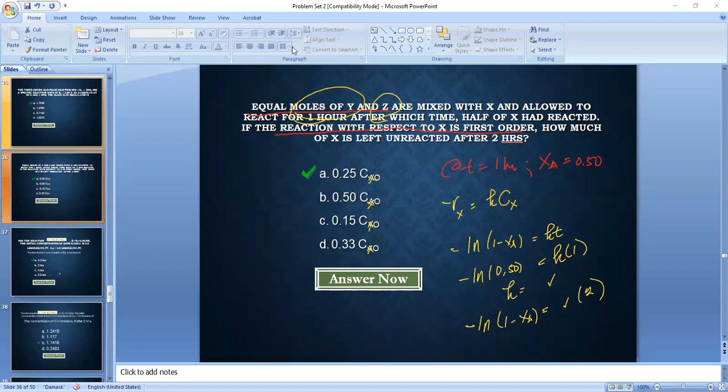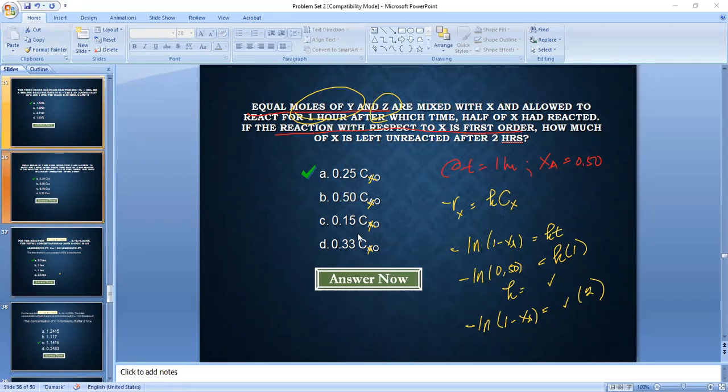The XA that you'll be getting is 0.75. But the question is not the XA. The question is how much of X is left unreacted. The one that is left unreacted is of course the 25% because the 75% was already reacted. Yes, correct. Your unreacted would be 1 minus 0.75. So that is why your answer there is 0.25.